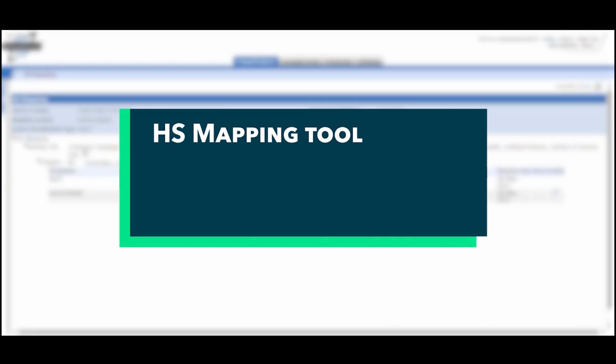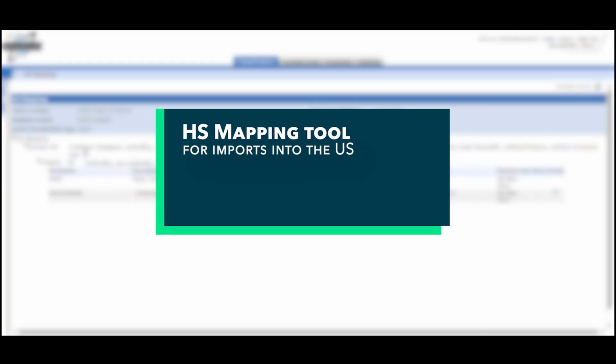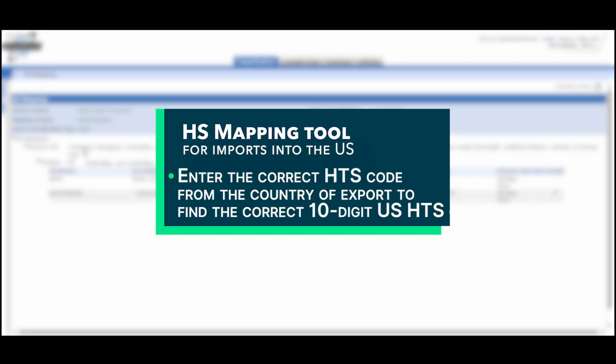I can use the HS mapping tool for imports into the United States as well. In that case, I enter the correct HTS code from the country of export to find the correct 10-digit US HTS code for my import.